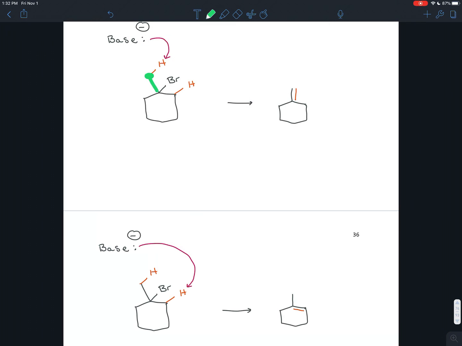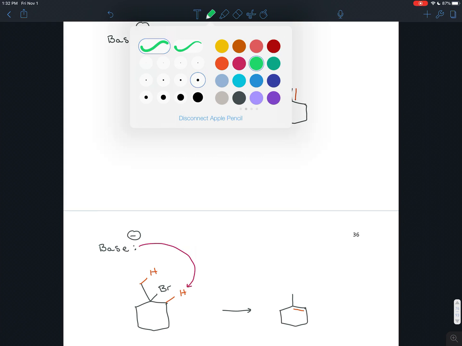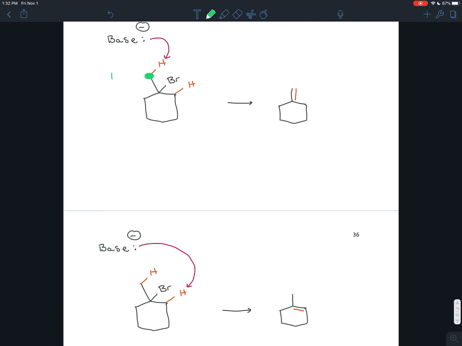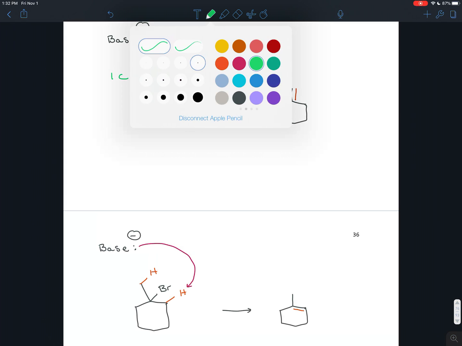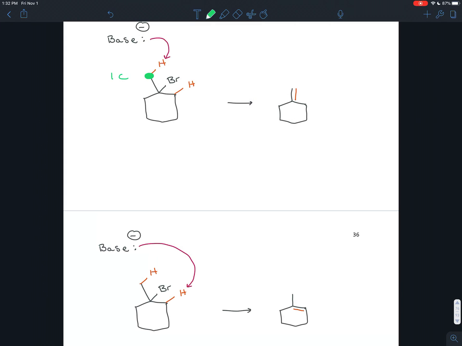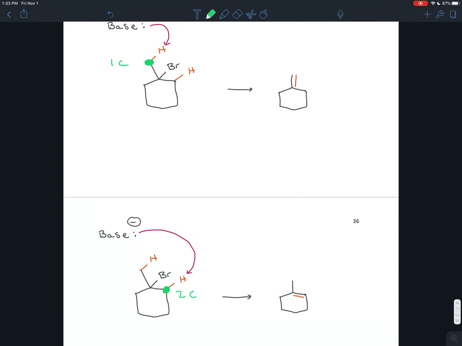This carbon is only bonded to one other carbon. It is not that crowded. So it's primary. This carbon is bonded to two other carbons. So it is secondary. In other words, this is a more crowded place to be.